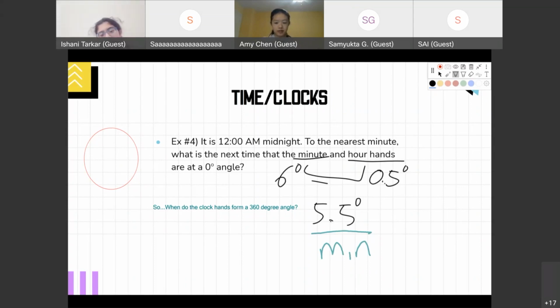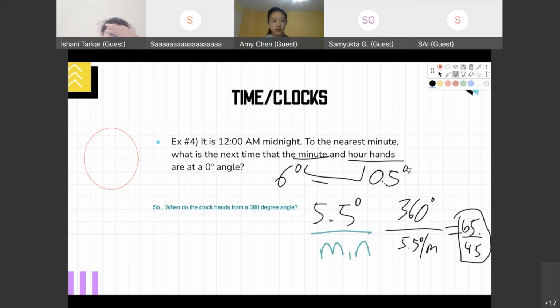Since it changes by 5.5 degrees per minute, we do 360 degrees divided by 5.5 degrees per minute. It's not a whole number, we get 65.45 with repeating decimals. So this is telling us it's going to take roughly 65.45 minutes for this to happen. Now that we have the time, we can convert it to hours and minutes. 60 minutes is 1 hour, so this is going to take 1 hour and then 5.45 minutes.